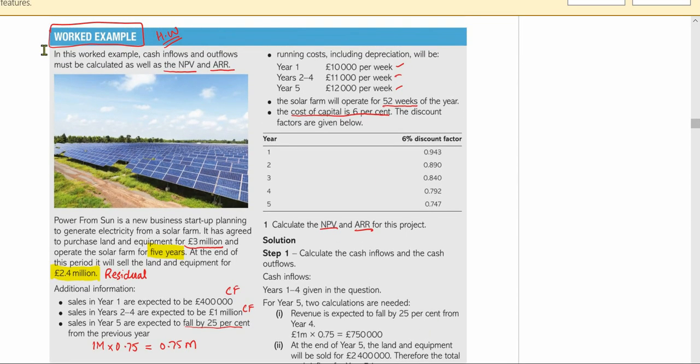I gave you the work example as homework. Did you solve the question? In this question, you have to find NPV and ARR. Any problem in this question?